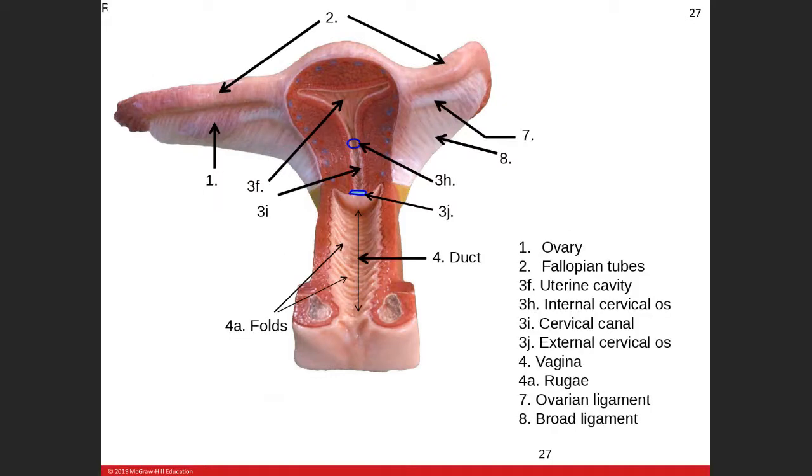So a couple other structures here that I do want to point out. Here you can see the ovary. Part of it is going to be within the broad ligament. Here you can see we have the ovarian ligament attached here, and that is covered again with the broad ligament. Think of the broad ligament as just like a sheet that's being draped over the structure. Both of our fallopian tubes, the uterine cavity, and this area here is the cervix.